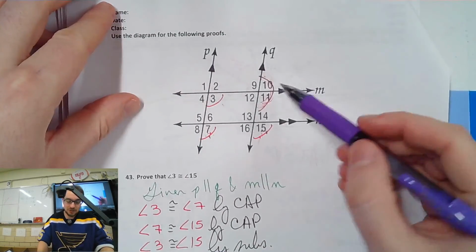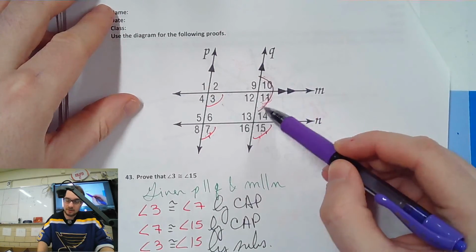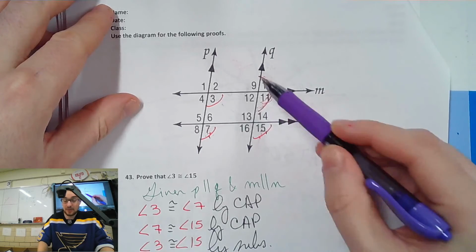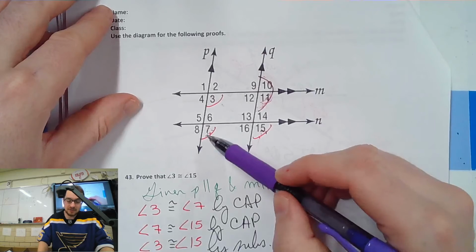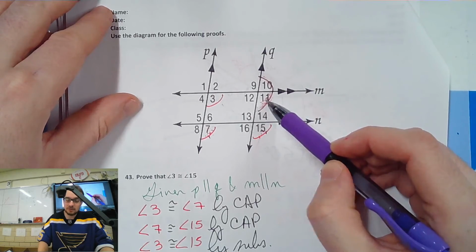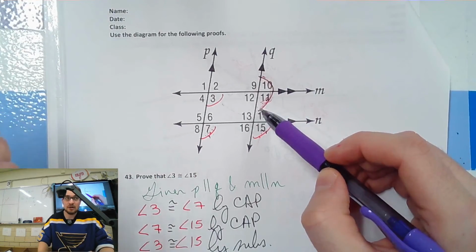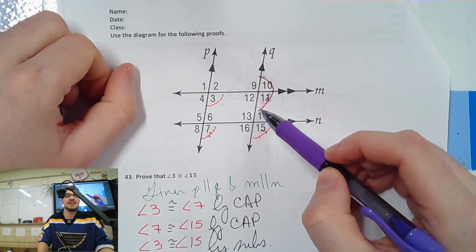So I'm going to say that angle 10 and angle 11 are supplementary. And then I'm going to say, by LPT. And then I'm going to say that 11 is 15 by CAP, 15 is 7 by CAP, so 7 and 11 can be switched out by subs, which means 10 and 7 are supplementary. How do you feel about that?